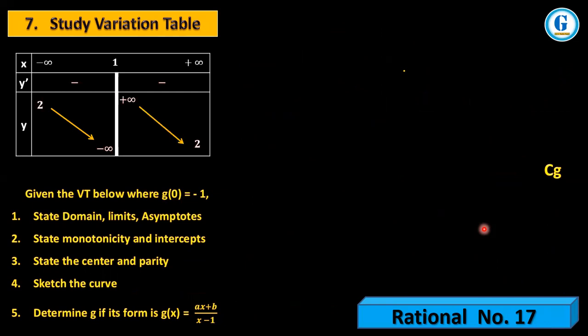table, we are being told that g of 0 is equal to -1. And we are asked to state the domain, the limits, the asymptotes, the monotonicity, the center, the parity, sketch the curve, and determine the function if it has that form. So this is also another easy one. We can start with the domain. We can say the domain is from negative infinity to 1, and from 1 to positive infinity.